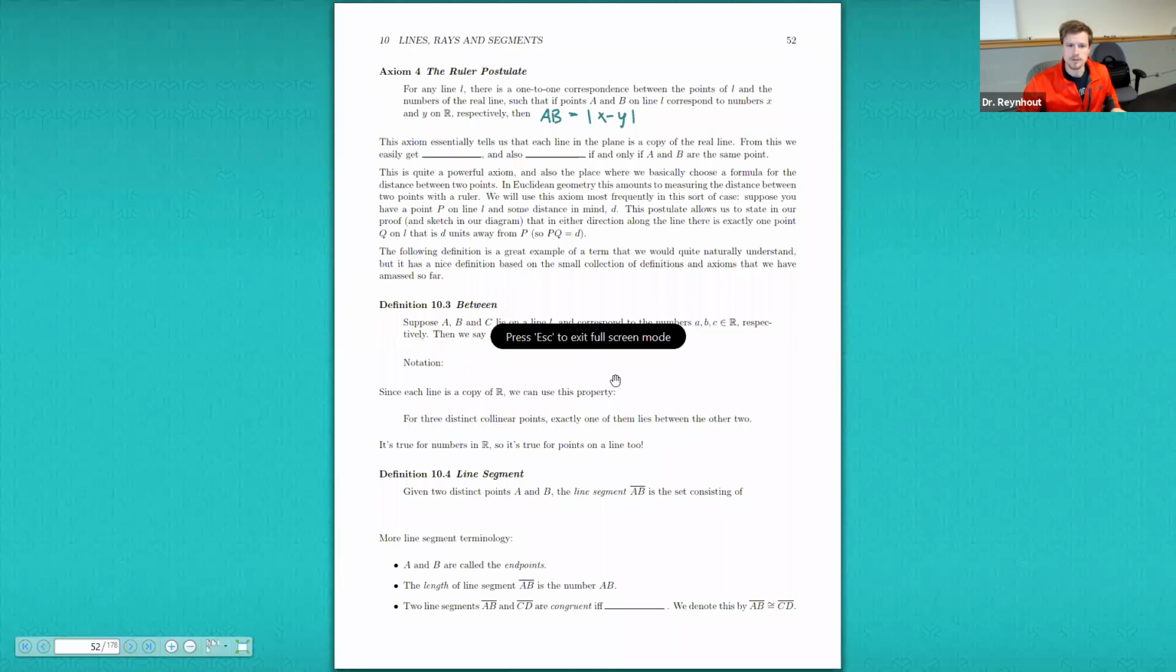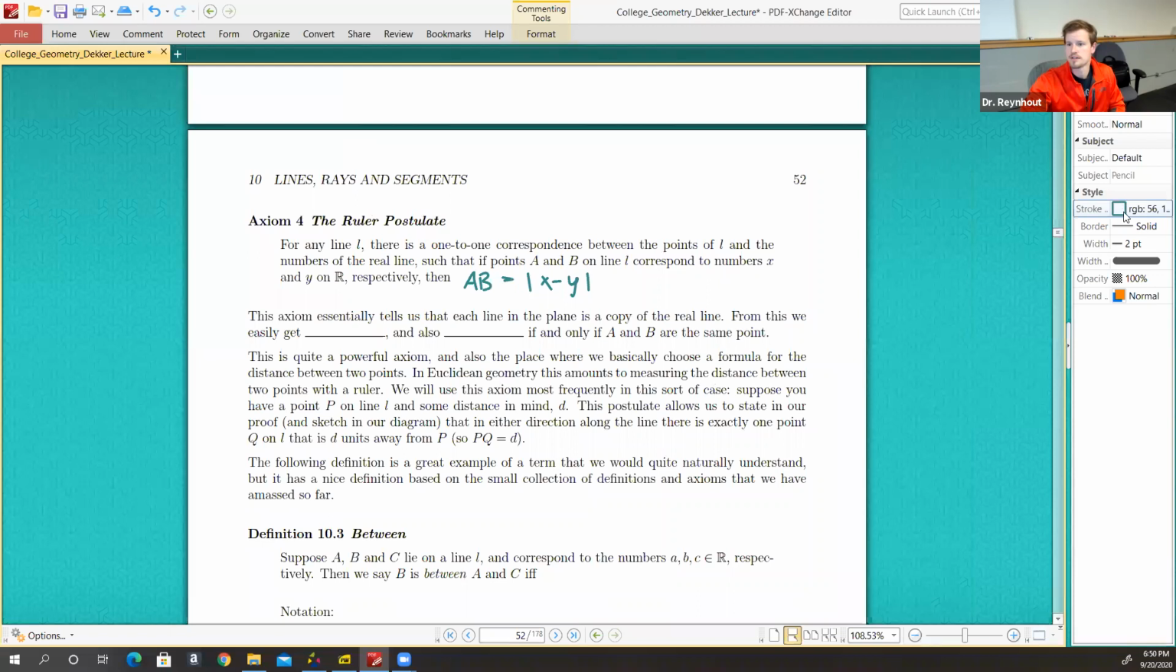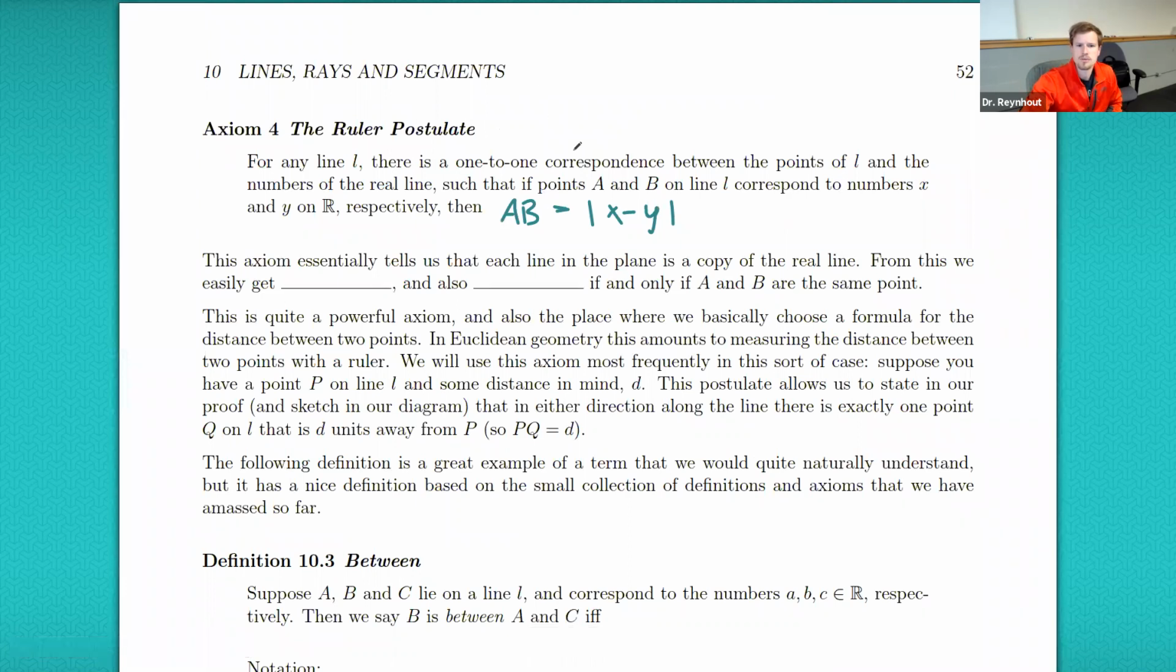I want to emphasize here the type of one-to-one correspondence. First of all, I should make sure we're all familiar with and remember what we mean by one-to-one correspondence. When I say a one-to-one correspondence, what I mean is that the function is 1 to 1 and onto. Okay, so 1 to 1 and onto.